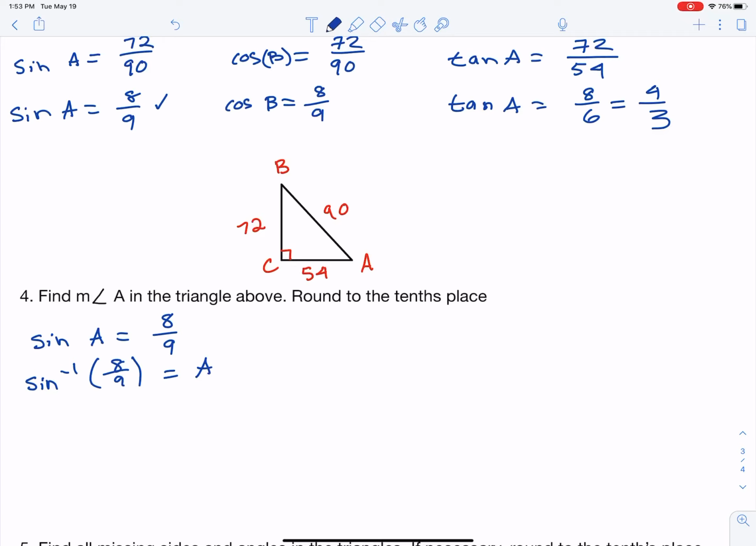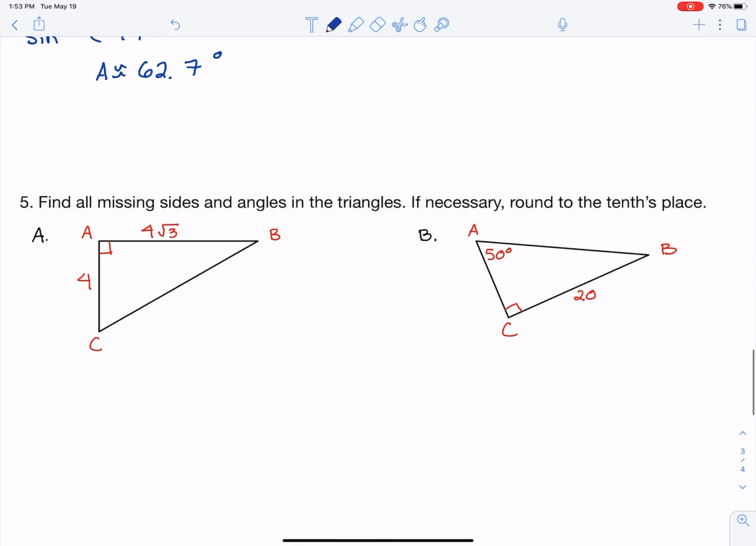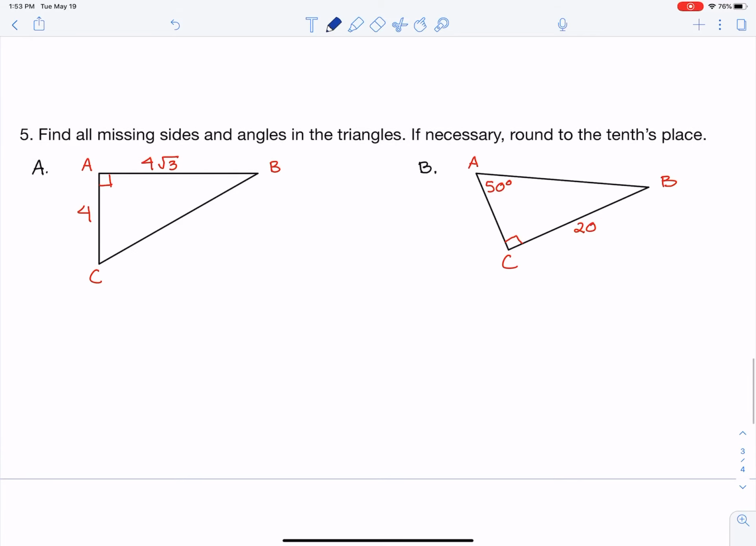So let's go find what that is. At this point, it's a calculator question. So the arc sine of 8 divided by 9, so A is approximately equal to 62.7 degrees. Again, this is a degree measure. Okay, let's move along. Last two questions.